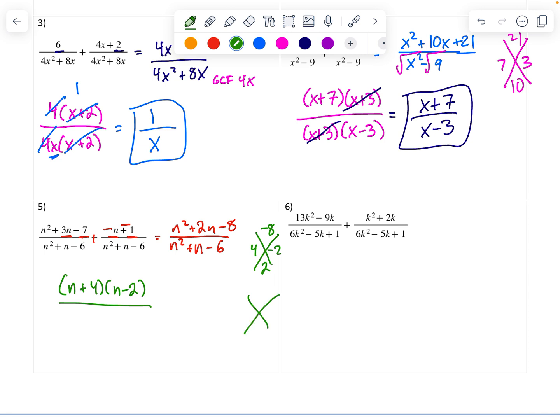The bottom, we've got a negative 6 and a 1, another trinomial. So we've got a 3 and minus 2 should work. So n plus 3, n minus 2. Then we check to see if anything simplifies, and the n minus 2's turn into that invisible 1, so they cancel. So we are left with n plus 4 over n plus 3.